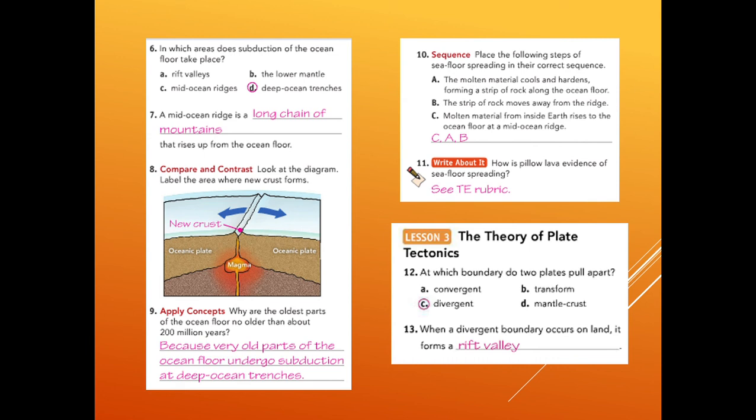When a divergent boundary occurs on land, it forms a rift valley. We analyzed a specific example in Iceland, a very touristic place in which two plates were actually separating from each other, or diverging from each other. And it was so big that many people could actually walk right in the middle of those two plates that were being separated from each other.